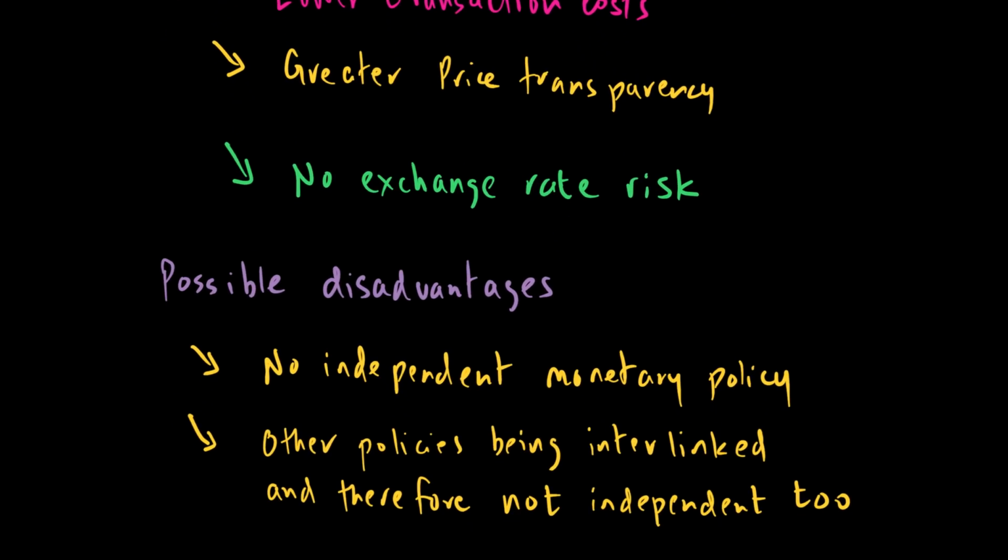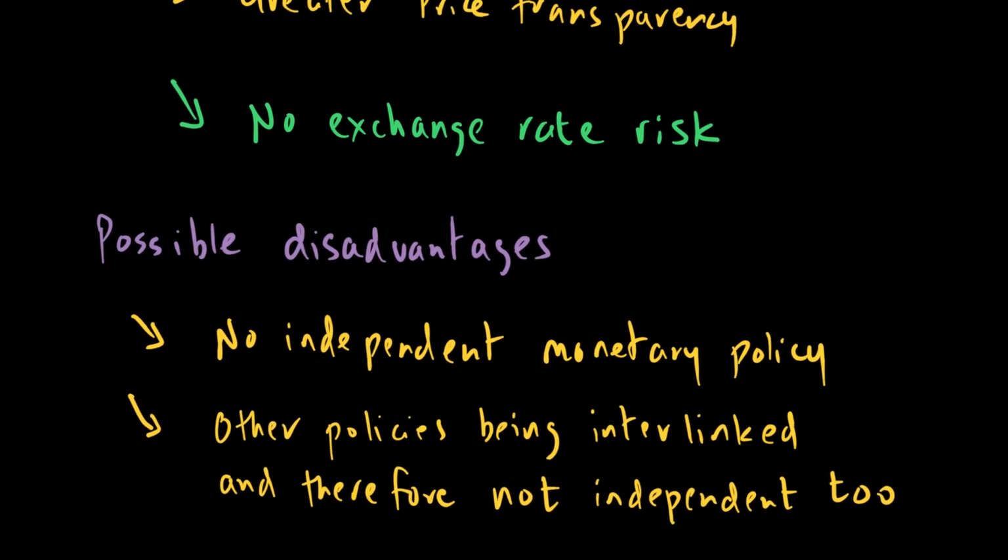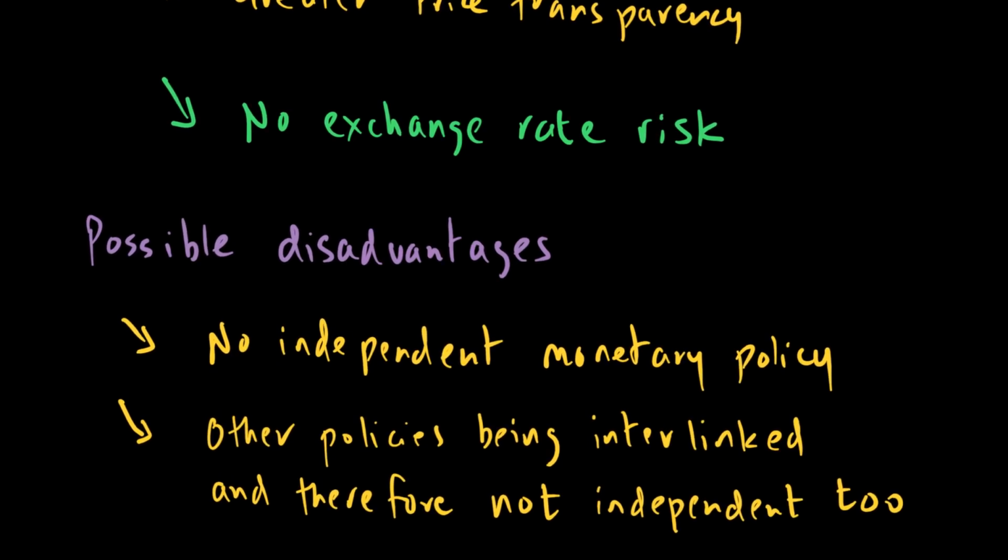The first disadvantage of having the same currency is that when you have the same currency, then you have the same central bank, and if you have the same central bank, then you don't have an independent monetary policy. So, for example, if Italy wants to reduce their interest rates, that may not be possible if the central bank doesn't want that for the whole monetary union. So, for example, if France and Italy want to have a different monetary policy, that's not possible.